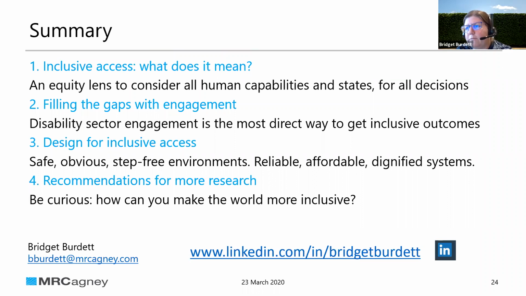So in summary, I talked about 4 different areas. The first was what is inclusive access, and it's really an equity lens to consider all of human capabilities and states for all built environment decisions. We talked about disability sector engagement, and I see that as the most direct way to get inclusive outcomes, especially now, given that we don't have a lot of data and it's not very widespread around all of our different projects. Designing for inclusive access doesn't need to be complicated if we can make sure that our projects are safe, obvious, and step-free, and that transport services are reliable, affordable, and dignified, then we will have come a long way.